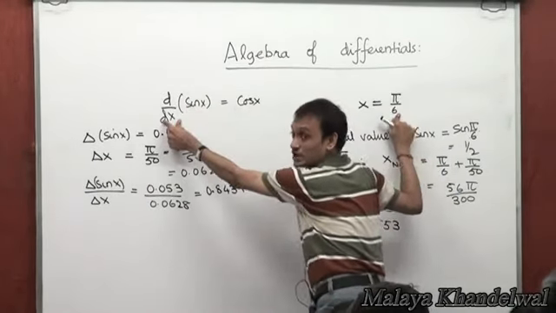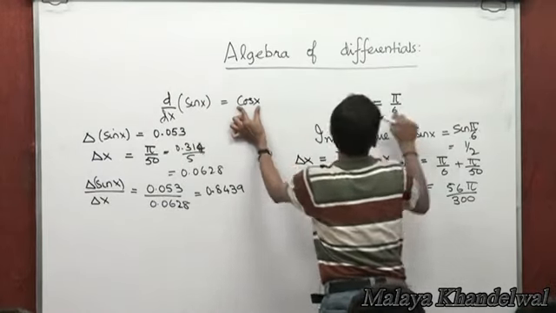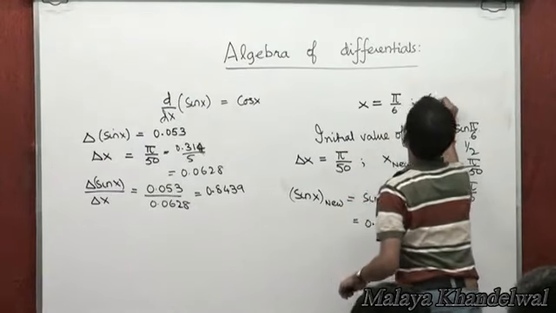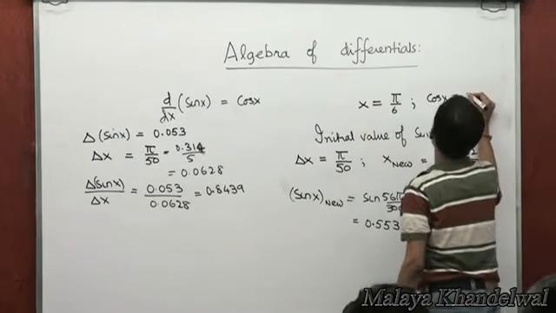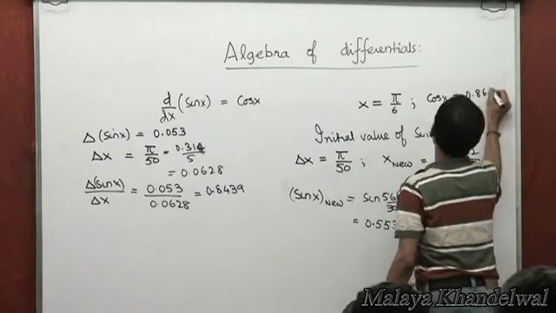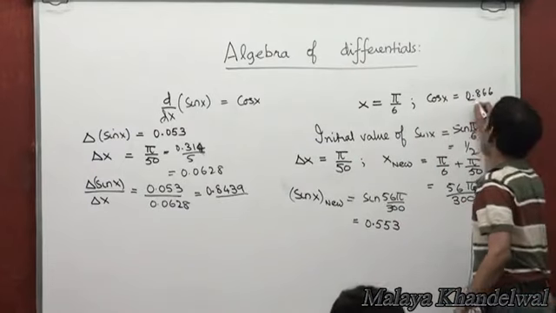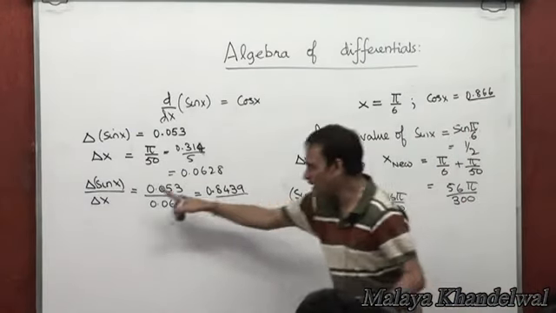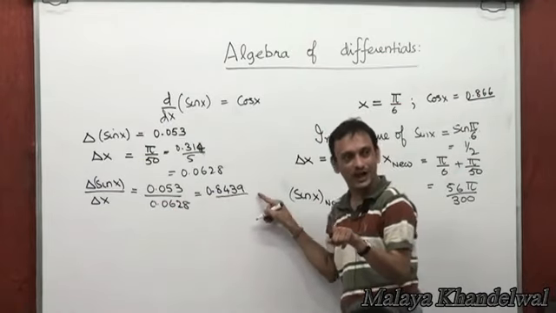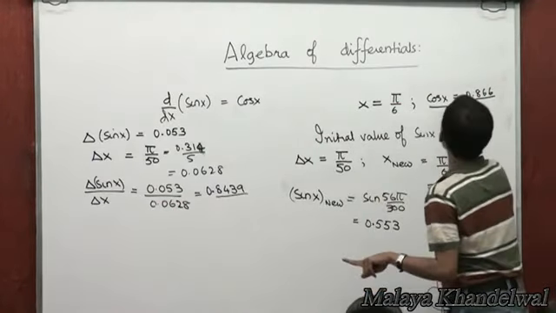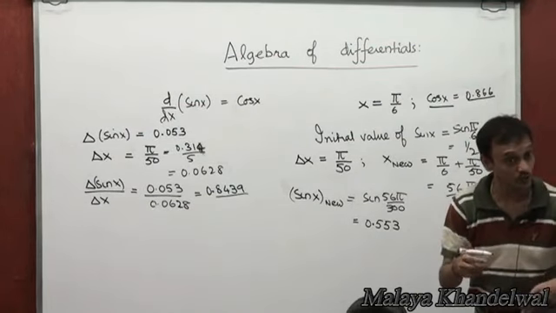This is change in sin x by change in x. That should be cos of x. Now, cos of 30 degrees is root 3 by 2, 0.866. This is 0.8439. This is 0.866. Do you realize, right now, change in sin x by change in x is 0.8439, and that is cos of x, which is 0.866. They are close to each other, but they are still not equal.